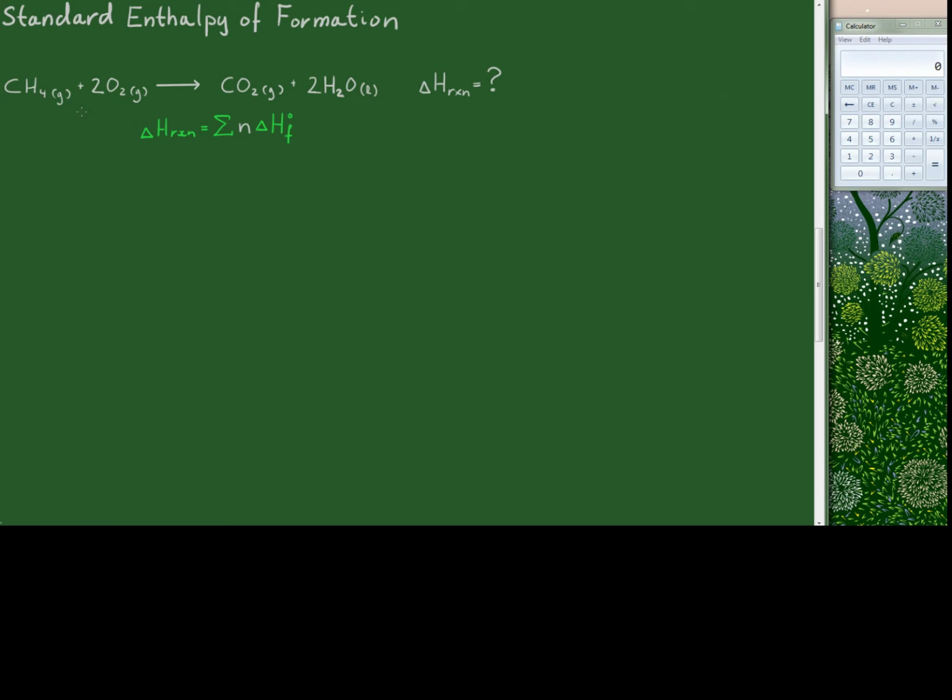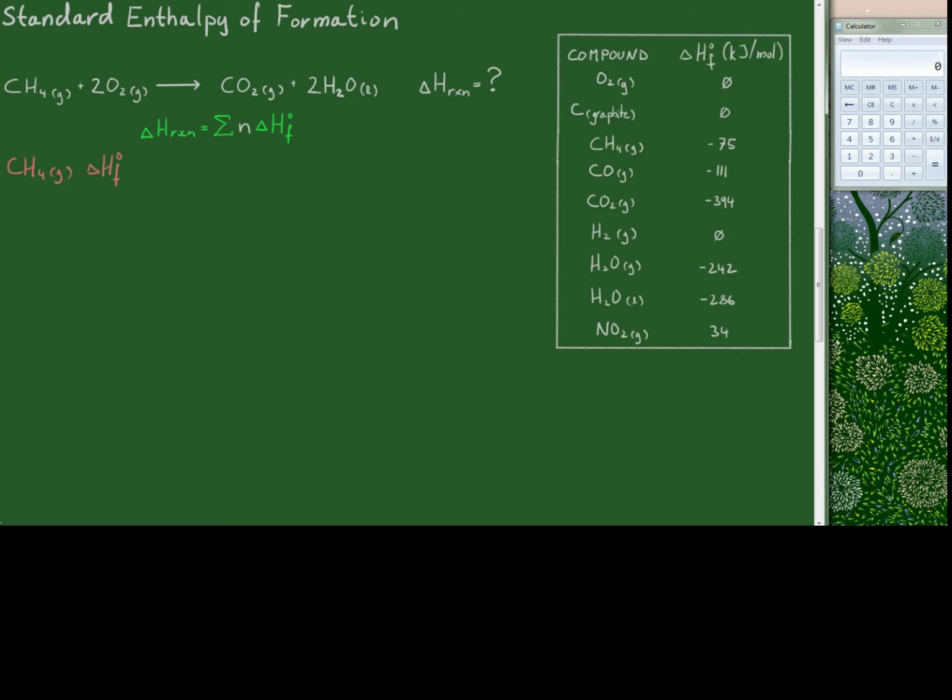So what is the first component? Well, we have methane, CH4 gas. And what is the enthalpy of formation for methane? Well, we can look that up in a table, and here's one that I prepared earlier. And it gives the enthalpy of formation as negative 75 kilojoules per mole. Now remember, this is an enthalpy of formation for this reaction.